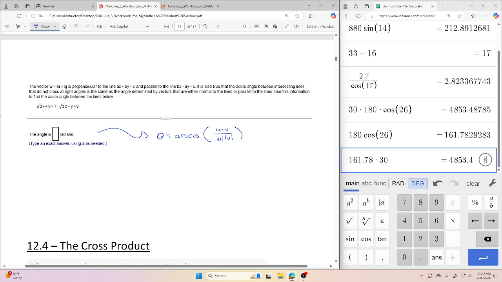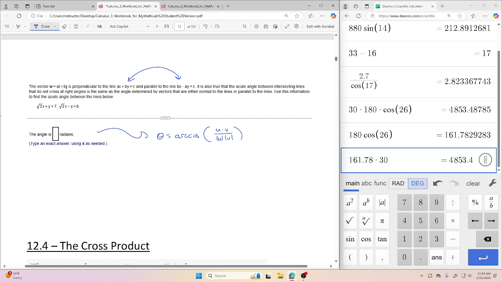That's what I'm thinking that we're going to use, but let's just check it out. So we got a vector that is perpendicular to this line and parallel to that line. Oh, I see what's going on between these two. We'll talk about that conceptually here in a second. So it is also true that an acute angle between intersecting lines do not cross, and so on. Okay, so we have these two guys here.